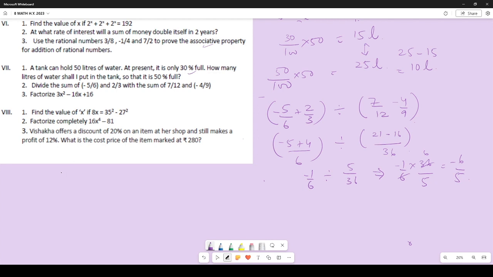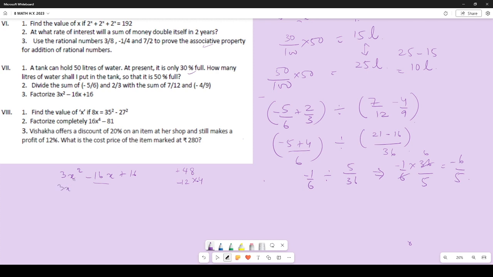Factorize 3x square minus 16x plus 16, right? Now you have to factorize this fully. Now see over here, what we find is that this is a middle term split. So 16 into 3 is what? 48. So 12 4's are 48. So if we take minus 12 into minus 4, we get plus 48, and minus 12 plus 4 will give us minus 16 as well.